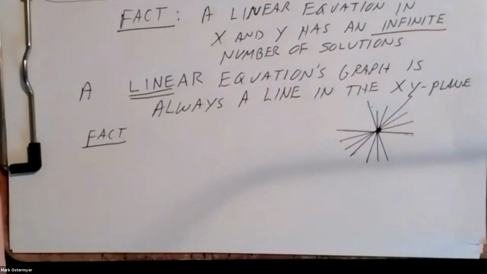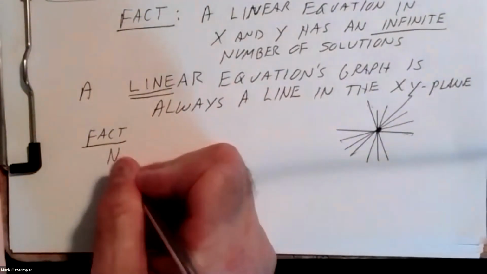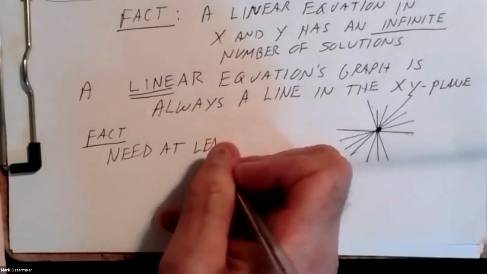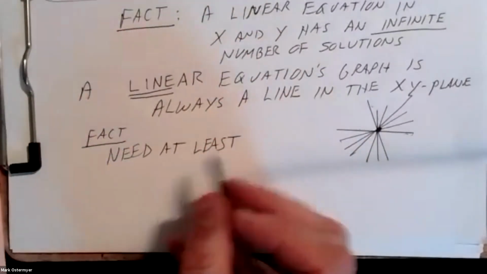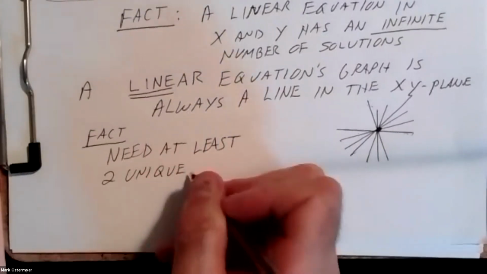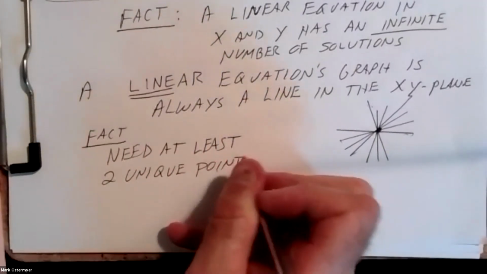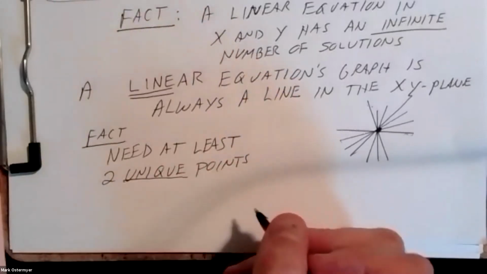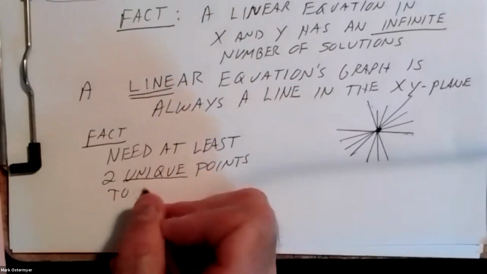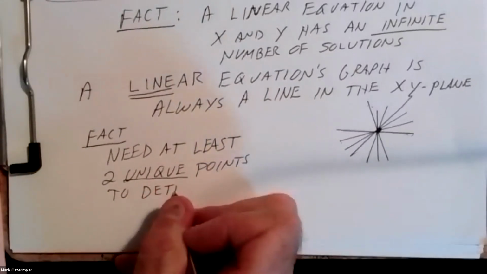No, you need more than 1 point. Need at least how many points? At least 2 unique points. Unique means they're not the same point, they're different points. You need at least 2 unique points to determine a unique line in the XY plane.